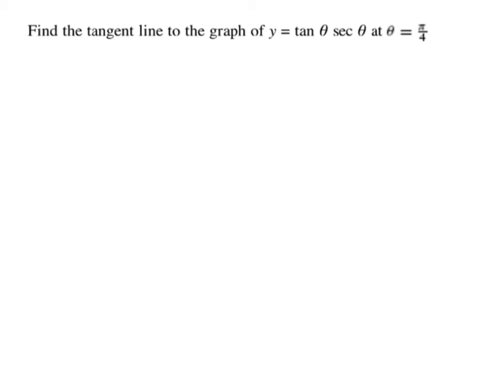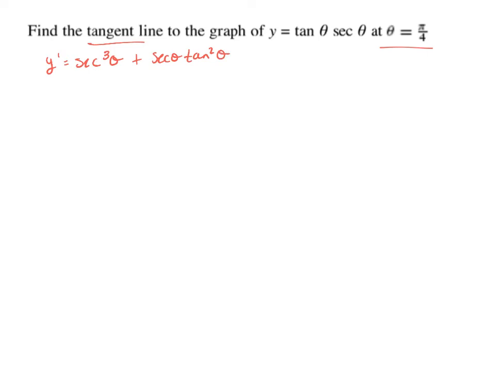Okay, so now this question is asking us to take the problem that we just derived and now find the tangent line at pi over 4. So our derivative we just found in the previous example, so feel free to copy it down: secant cubed theta plus secant theta tan squared theta.